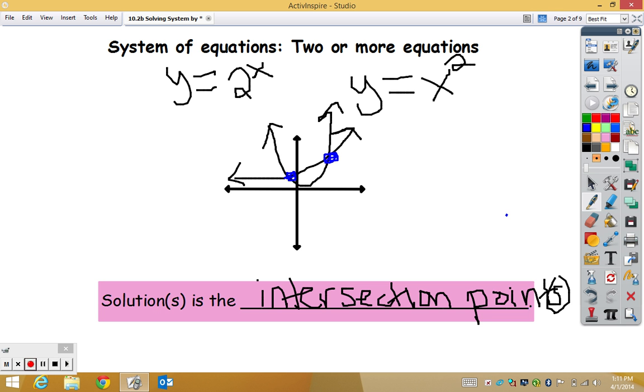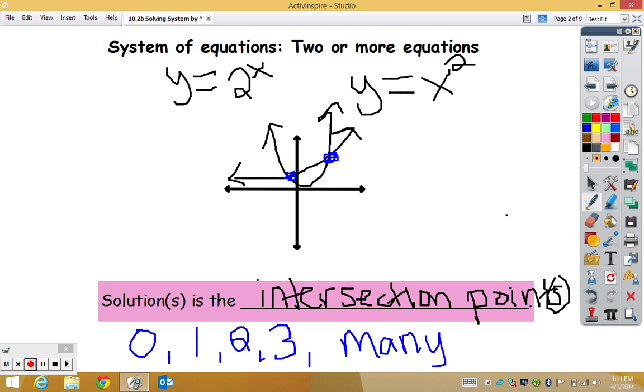Now keep in mind we could have 0 solutions, we could have 1, 2, sometimes even 3, or many solutions, or infinite solutions when they are the same.